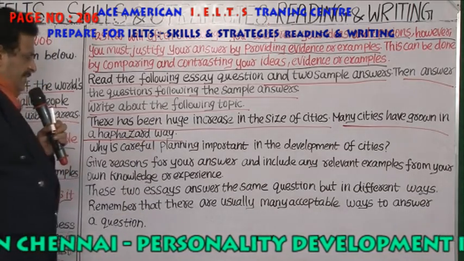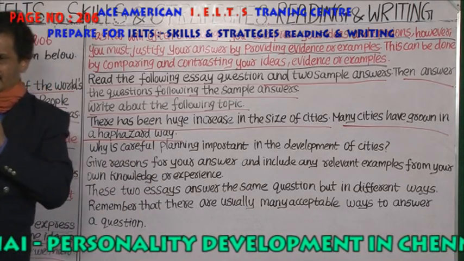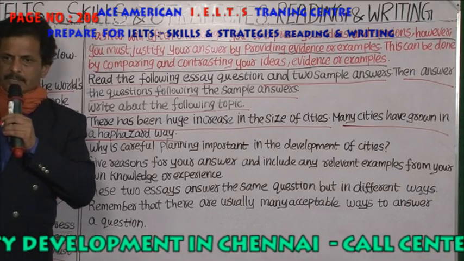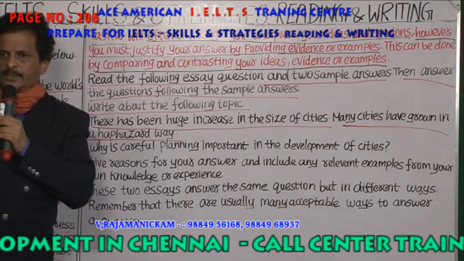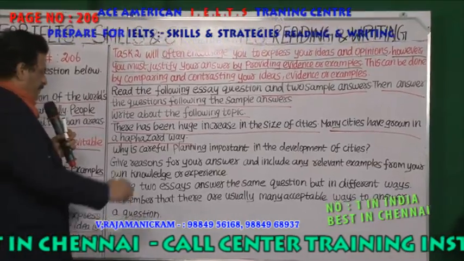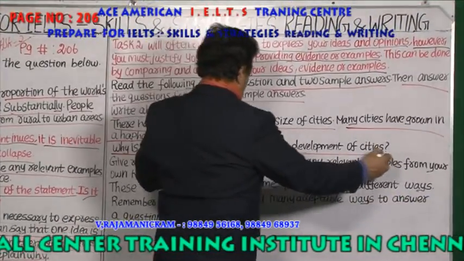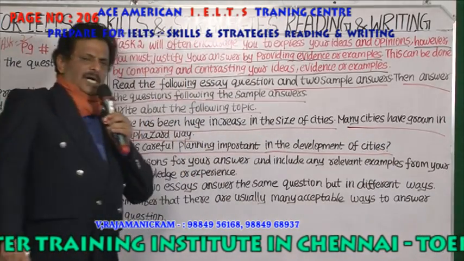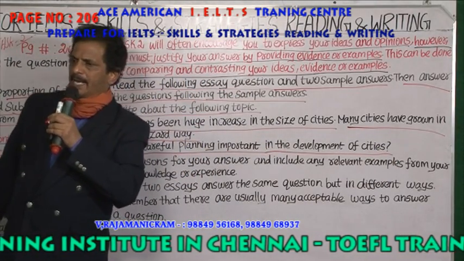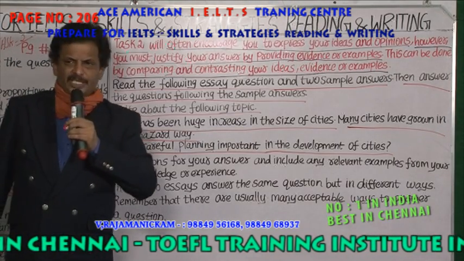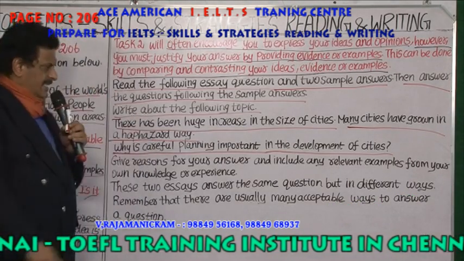What do you mean by haphazard way? Not proper: roads are not there, houses are not built properly, the roads are not in proper proportion. So why is careful planning important in the development of cities? For urban development, you need urban planning. So this is a question.